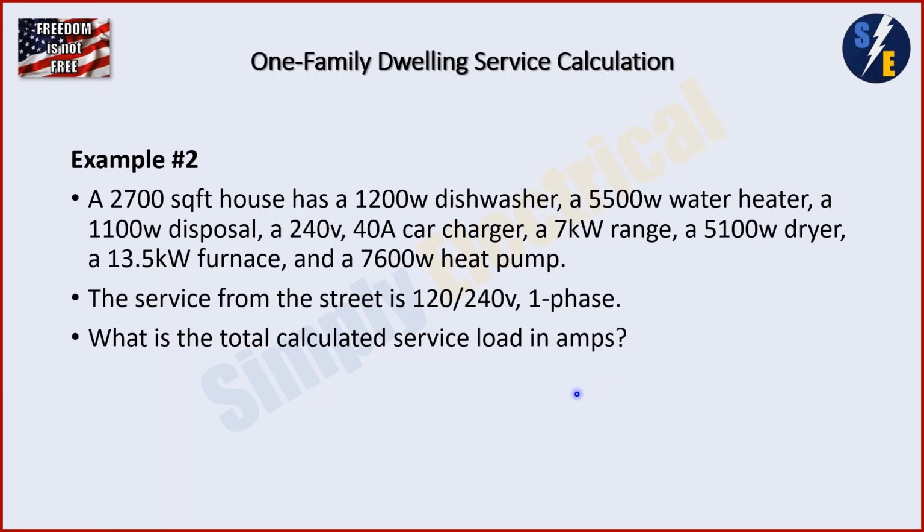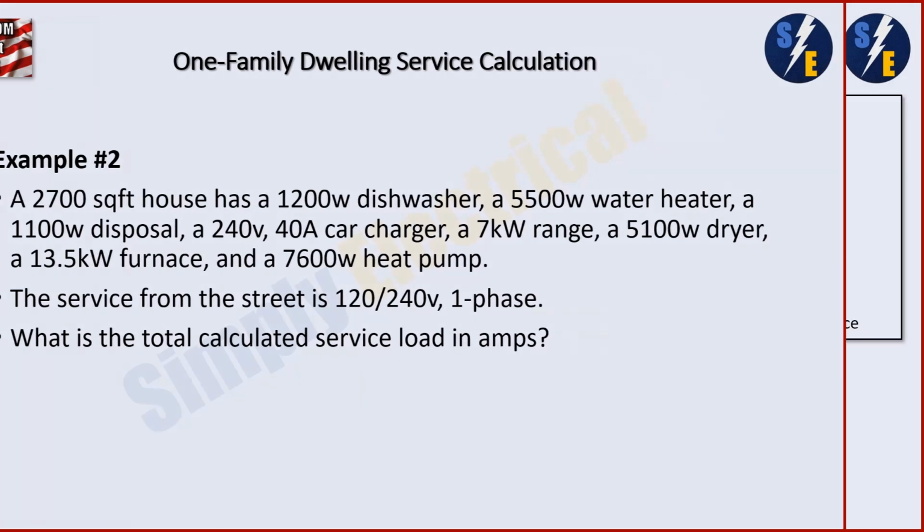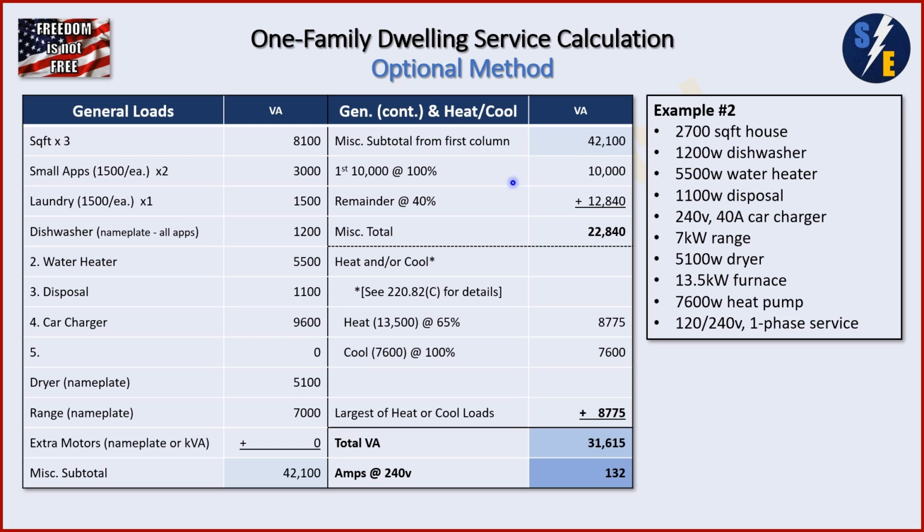Okay, example number 2, we have a 2,700 square foot house. All right, 2,700 square feet times 3 is 8,100. Again, we're going to add our small appliances and our laundry. We're going to add our dishwasher, water heater, disposal, car charger at nameplate, dryer and range at nameplate. Going to add all these together, we get 42,100. Slide it up here, take our first 10,000 at 100%, that leaves us with 32,100. At 40% is 12,840. Add back in the 10,000, we get 22,840 for our miscellaneous general load total.